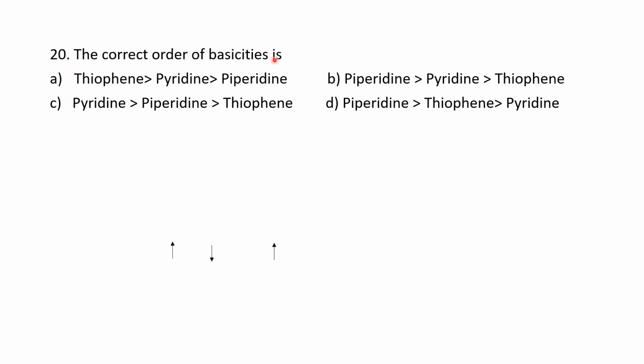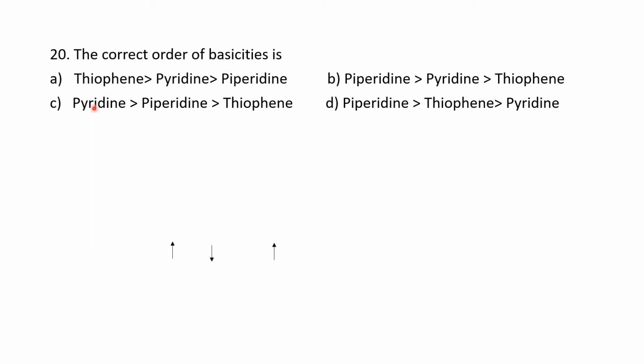They are asking the correct order: thiophene, pyridine, piperidine. So three things are there, and they are asking the basicity. The first thing we need to see: basicity means what? The lone pair of electrons on the nitrogen atom which is available for protonation. That is basicity.